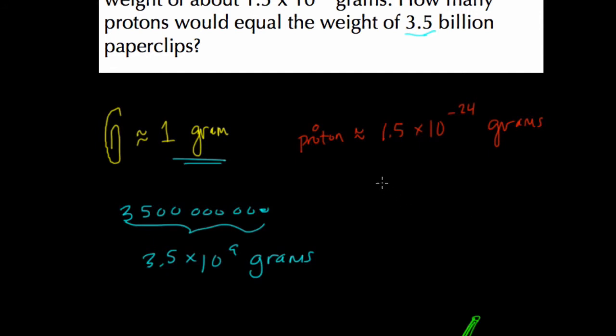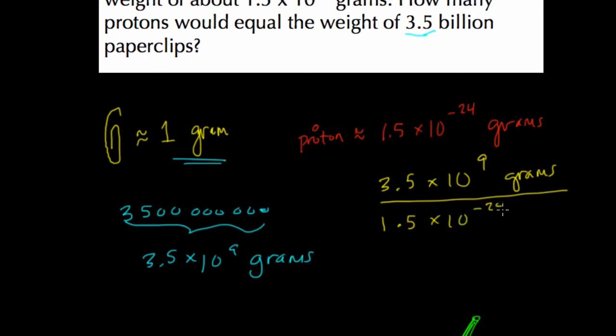As our last step in the calculation, we have 3.5 times 10 to the 9th grams divided by 1.5 times 10 to the negative 24th grams. Grams divided by grams cancel out. Units cancel out like numbers. 10 to the 9th divided by 10 to the negative 24th: we're dividing, same base, so subtract the exponents. 9 minus negative 24 is really 9 plus 24. That gives us 10 to the 33rd power.